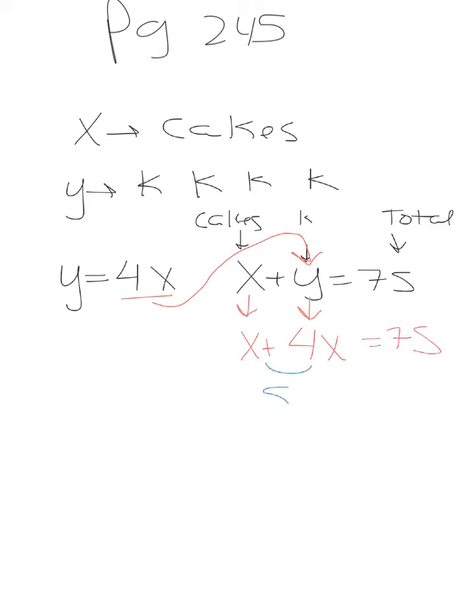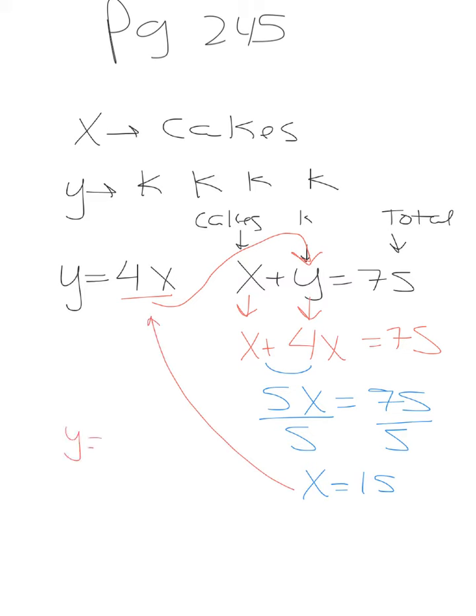Put my x and 4x together, and I get 5x. 5x equals 75. Divide by 5, and x equals 15. Once we have x, we do need to go back and find y. So y is equal to 4 times 15. 4 times 15 is 60. That means there were 15 cakes sold and 60 cookies sold.